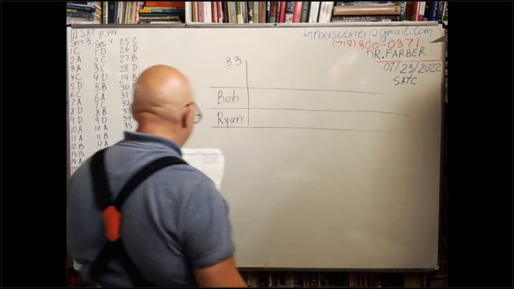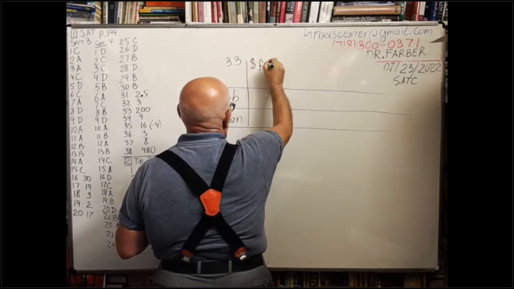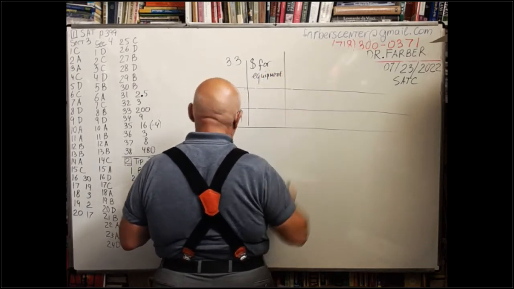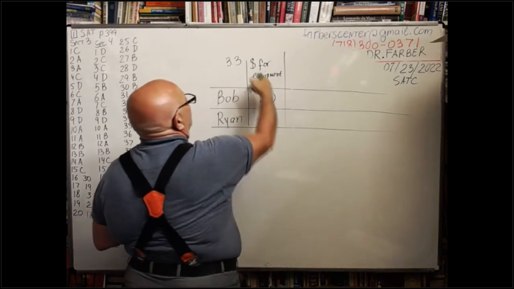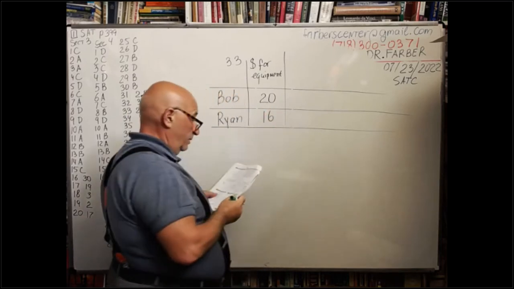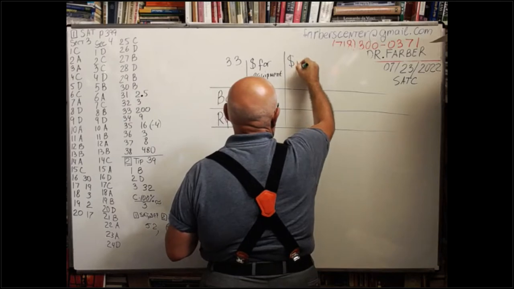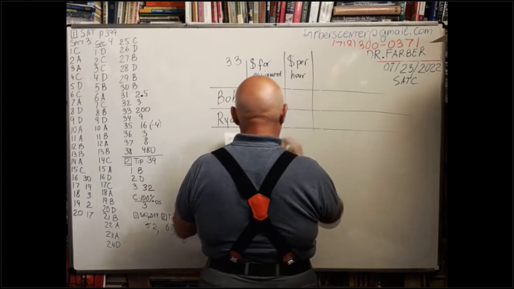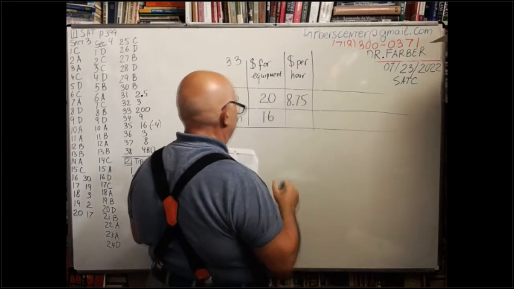What do you know? They give you how much they charge for equipment, in dollars. How much do they charge? Bob, 20 dollars. You're not supposed to write dollars again because this sign shows the data type. And this is 16. Next, what do they give you? How much they charge per hour, in dollars per hour. Respectively, Bob charged 8.75 and Ryan 9.75.